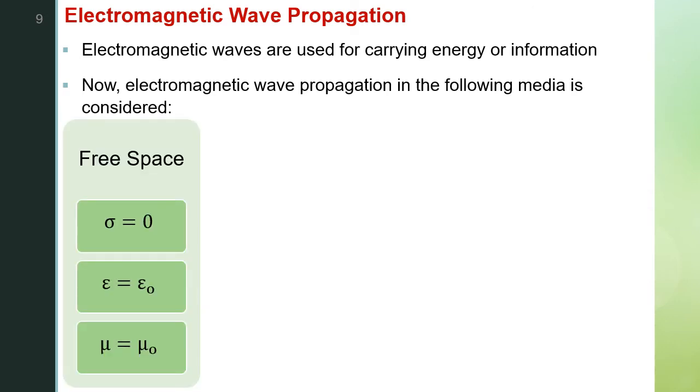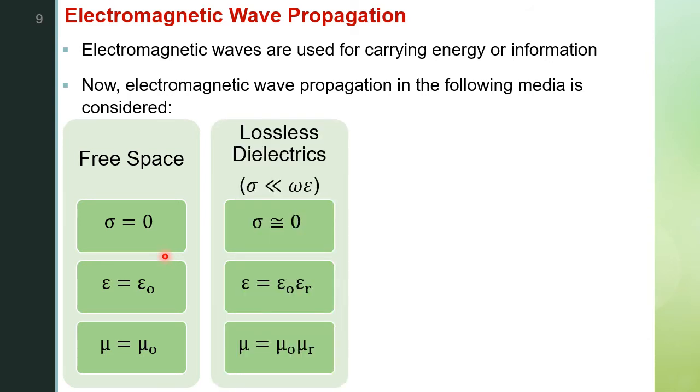The different media which we consider here are, first, free space. When you consider free space, the value of permittivity is equal to epsilon naught and the value of permeability is equal to mu naught. And when you consider the conductivity, it is not a conducting medium, hence sigma equal to 0. The next medium which we have to consider is lossless dielectric. Since it is a dielectric, permittivity and permeability will be epsilon naught epsilon r and mu naught mu r. When you compare sigma and omega epsilon, sigma will be very much less than omega epsilon since it is a dielectric medium. So sigma can be considered approximately to be 0.